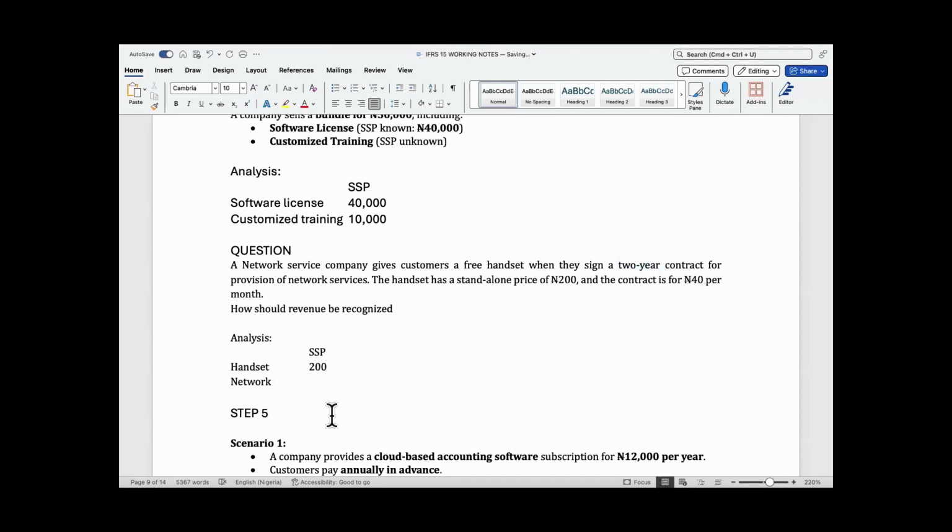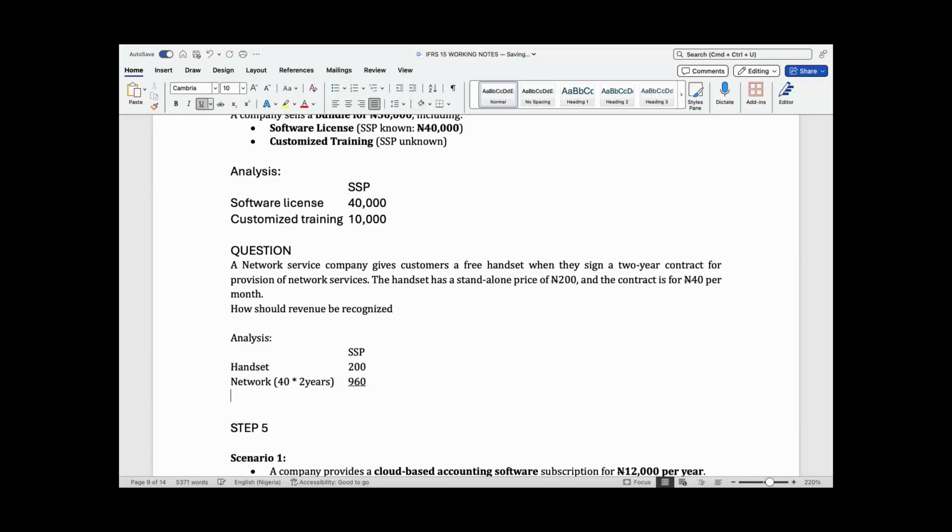So we should be looking at 40 times 2 years. What does that translate to? Anybody? 960. 24 months. Okay. What was the addition of the two? That should be 1160.